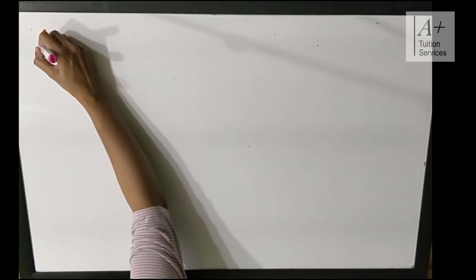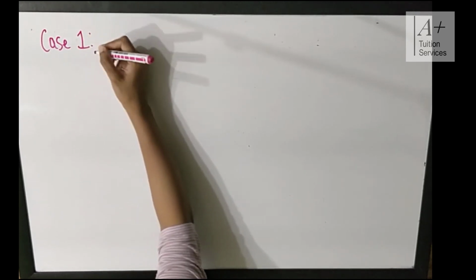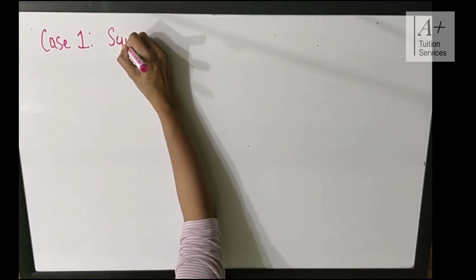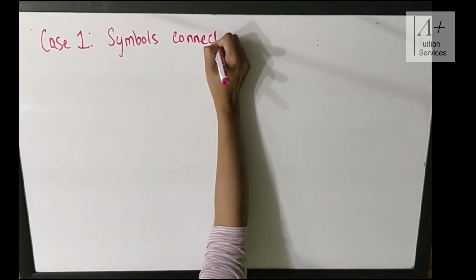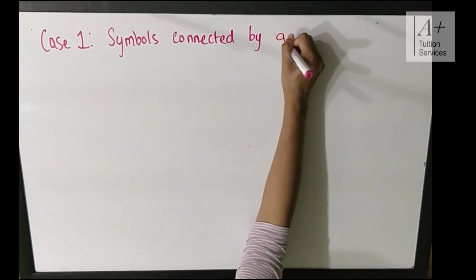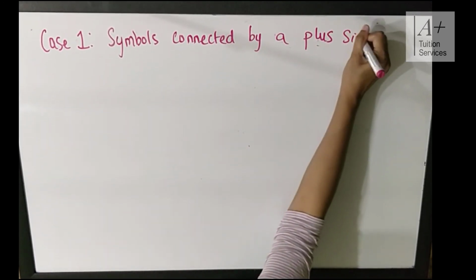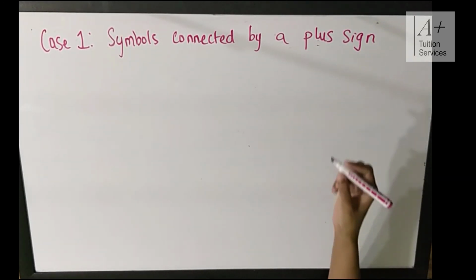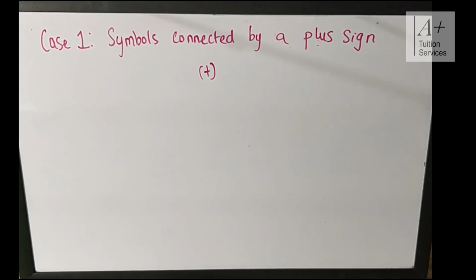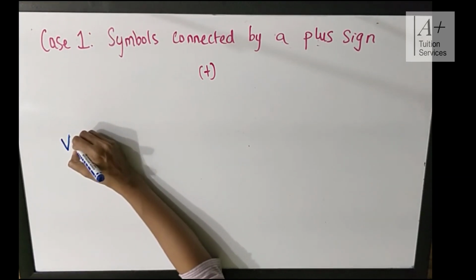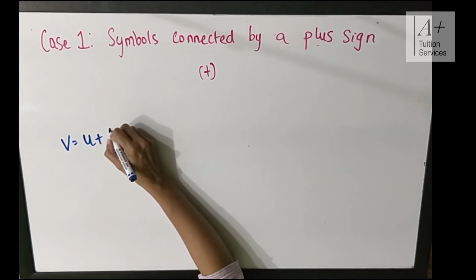We have case one, which is basically symbols connected by a plus sign. The plus sign looks like this, right? Plus. So we have the example where we looked at this: V is equal to U plus T, right?